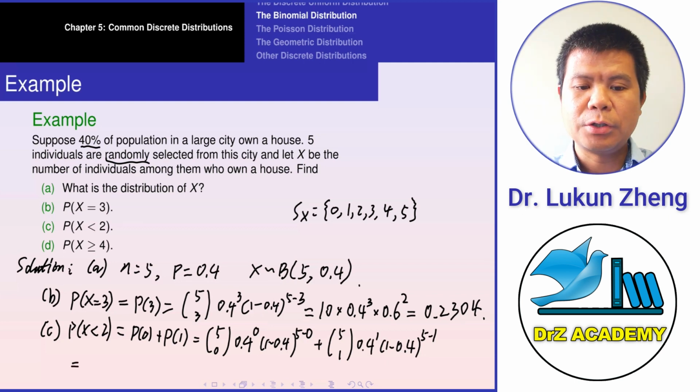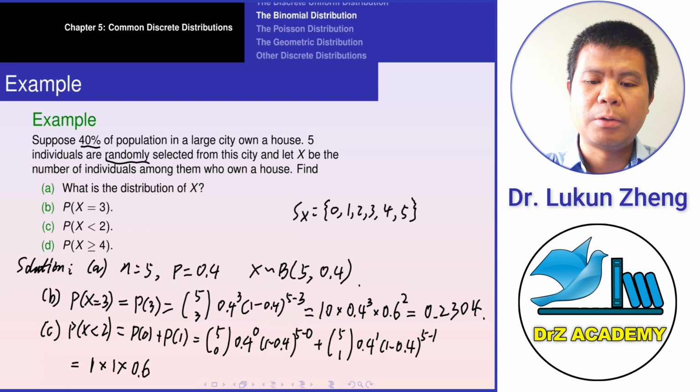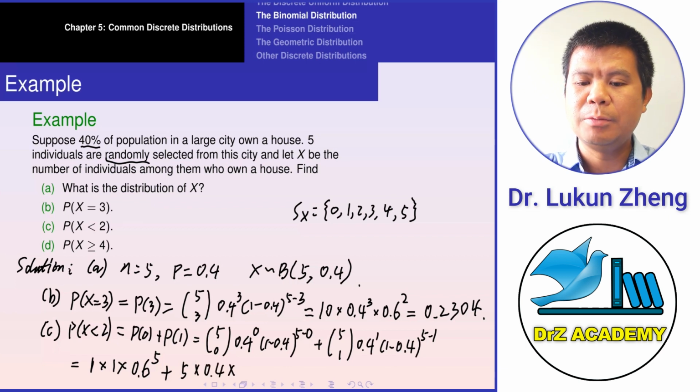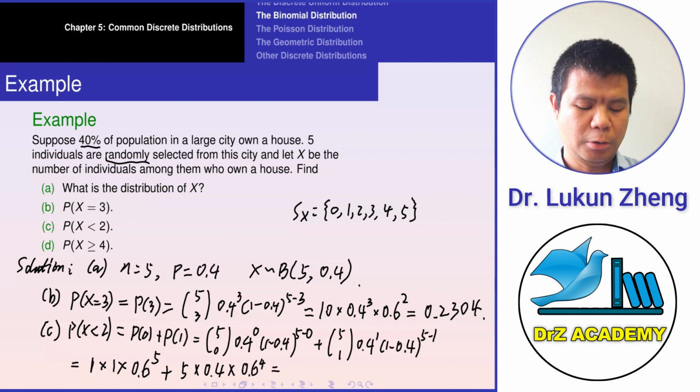So this is going to be what? 5 choose 0 is 1, and 0.4 to the power 0 is also 1, and then that's 0.6 to the power 5. Plus 5 choose 1 is 5, so 5 times 0.4 to the power 1, times 0.6 to the power 4. Okay, so let's use a calculator to find this one.